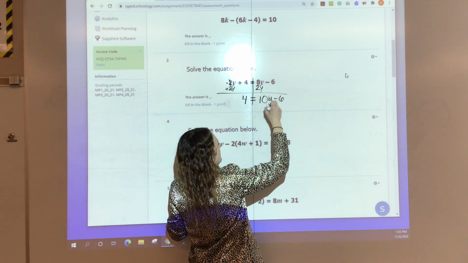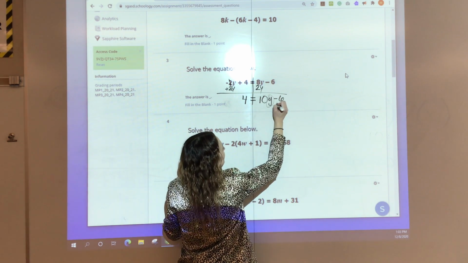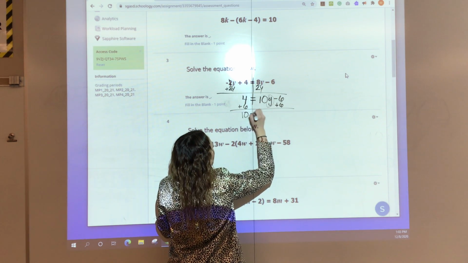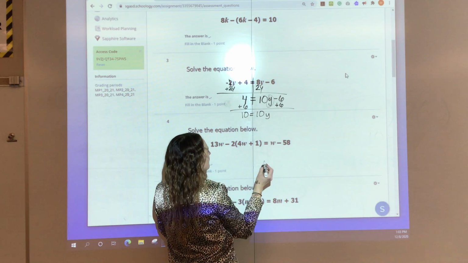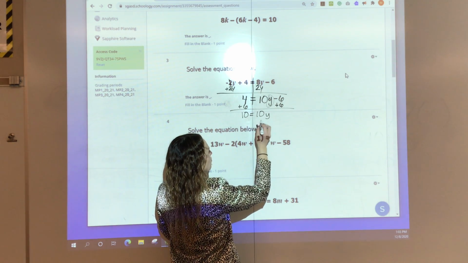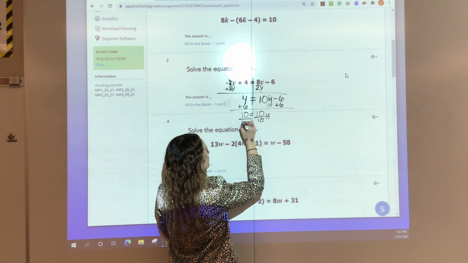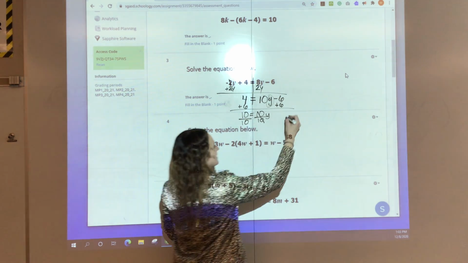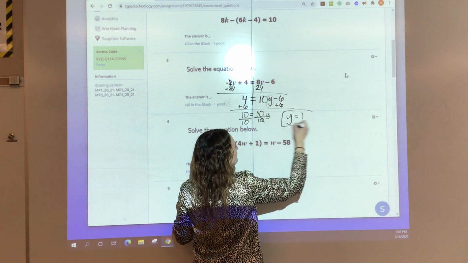Still trying to get this y by itself, so I'm going to get rid of this negative 6 by adding it to both sides. 10 equals 10y. Now since they're touching, I know they're being multiplied. In order to get rid of multiplication, I need to divide. These will cancel out. 10 divided by 10 is 1, so y equals 1.